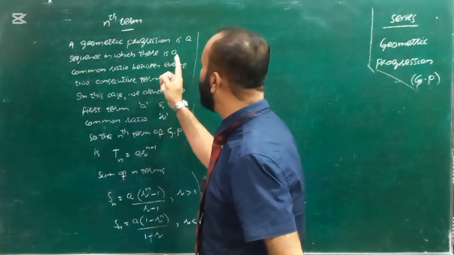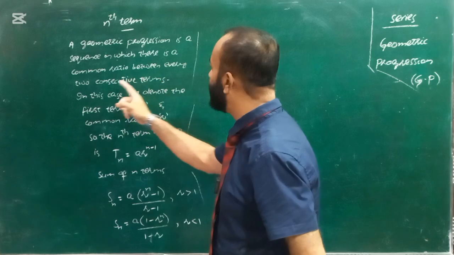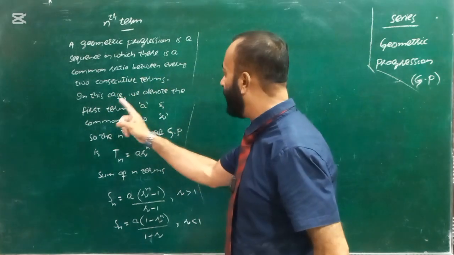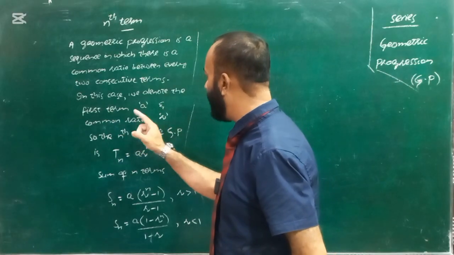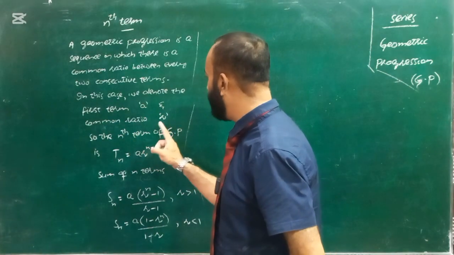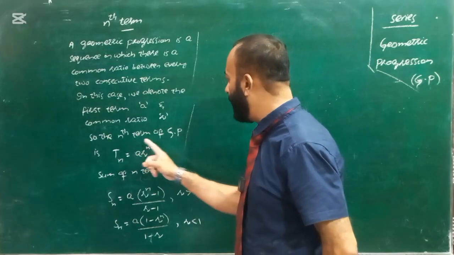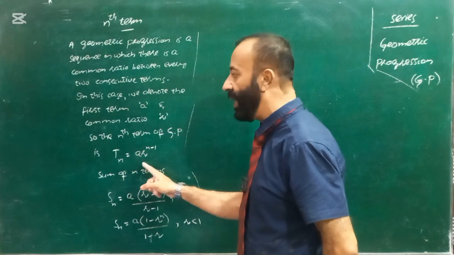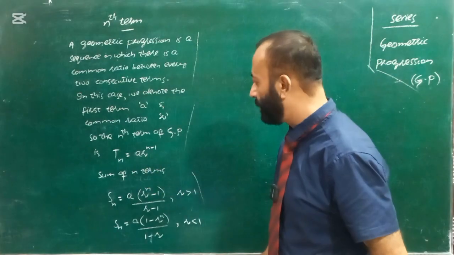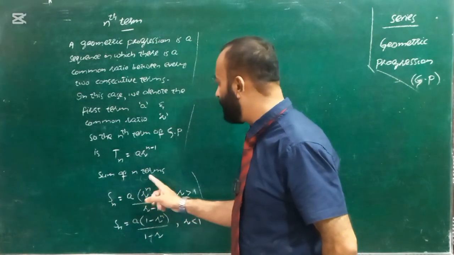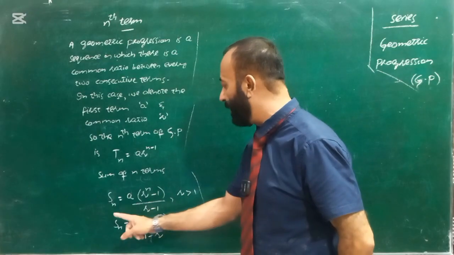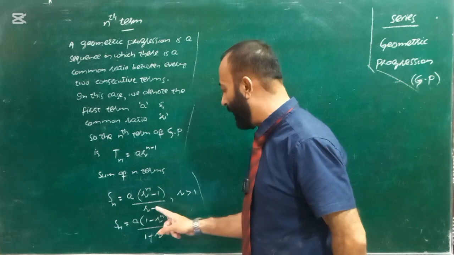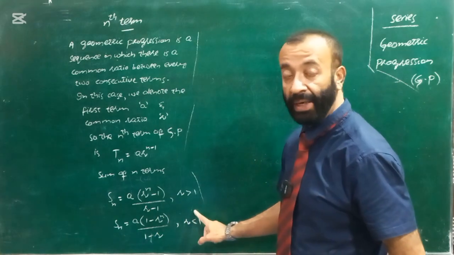A geometric progression is a sequence in which there is a common ratio between every two consecutive terms. In this case, we denote the first term A and common ratio R. So the nth term of the geometric progression is Tn is equal to A R^(n-1). And the sum of the terms of the geometric progression is given by Sn is equal to A into (R^n - 1) over R - 1 if R is greater than 1.